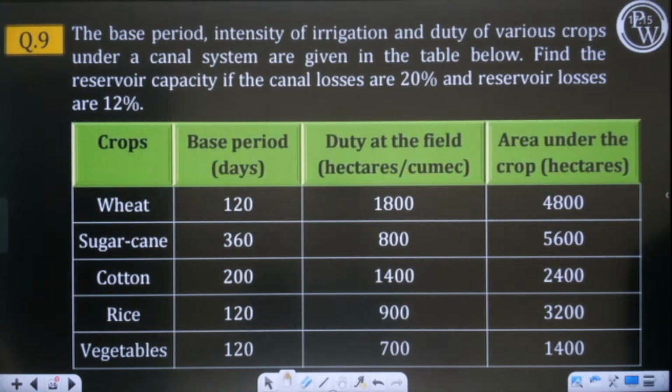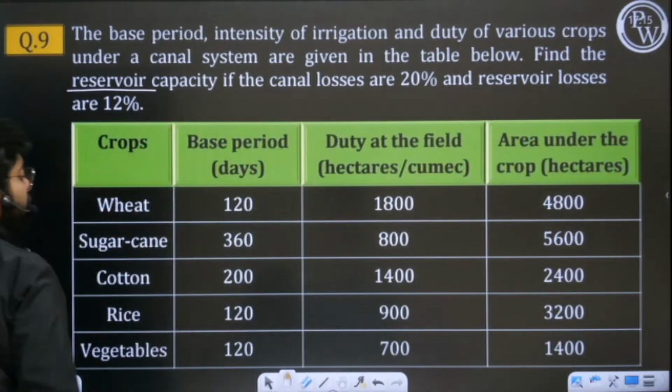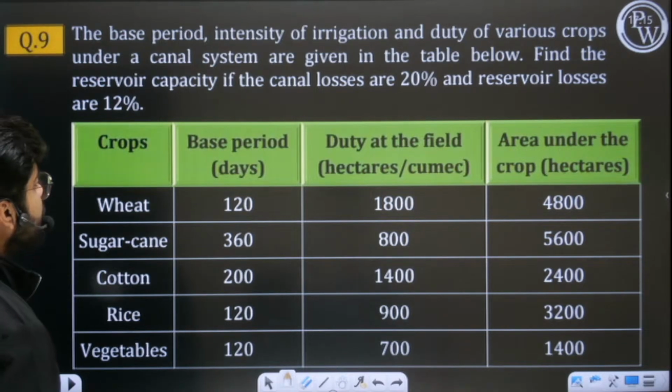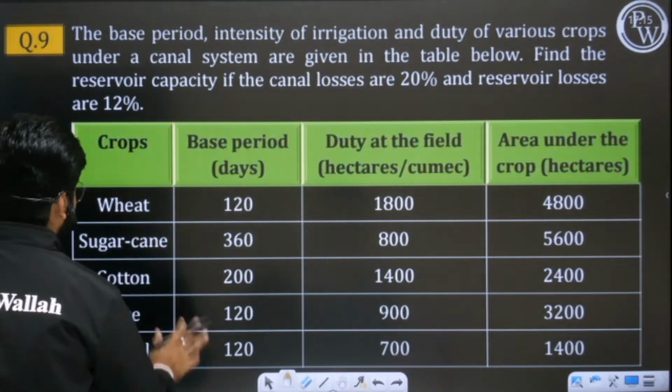Now we have one more question here. In this question you can see details of 5 crops are given to you, and water to those crops is being supplied from a reservoir. The base period, intensity of irrigation and duties of the 5 crops are given to you, and water will be provided to these crops with the help of a reservoir.